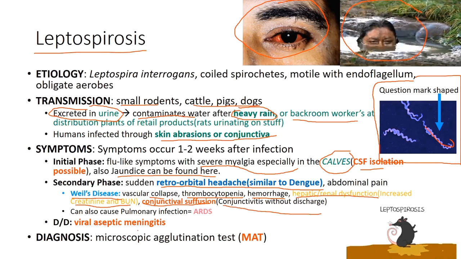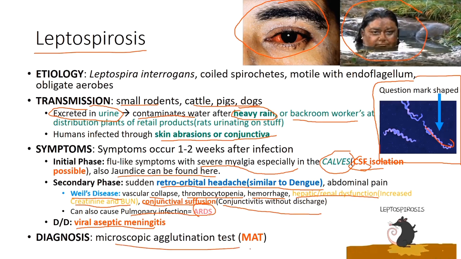And then other things that can cause pulmonary infection, which can lead to ARDS, sort of like tularemia. So for differential diagnosis, look for meningitis. Remember, this can invade into the CNS in that initial phase, and that can cause a meningitis as well. But be careful about what is found in your CSF.